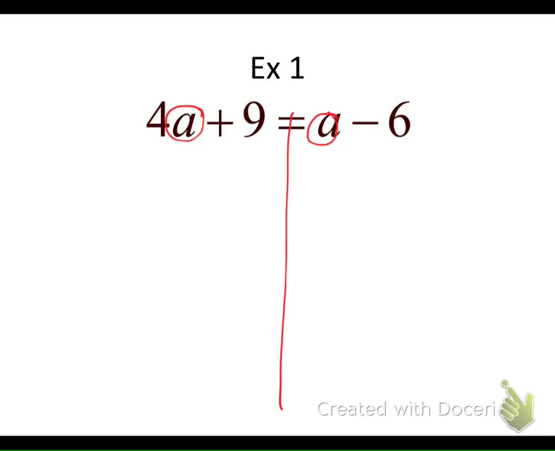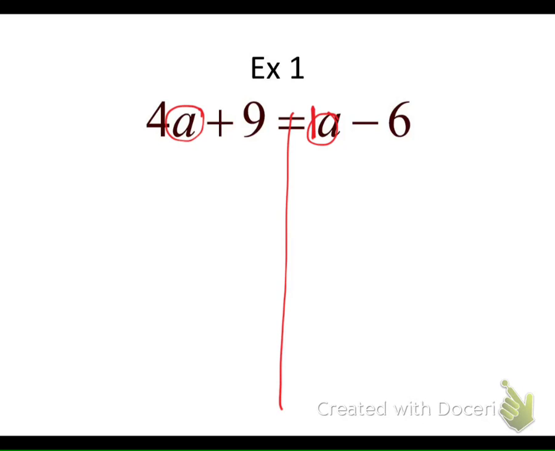Now, as I was telling you guys during the opener, I always do that by picking on the little guy. So I look at the variable, and I look at the number in front of the variable, and I pick on the one that's smaller. Now, I have a 4a and an a. If I have a variable by itself, what can I put in front of it? A 1. So I actually have a 4a and a 1a. Which one's smaller? 1a. So I'm going to pick on the little guy, which means my goal is to get the variables on the same side of the line of equality.